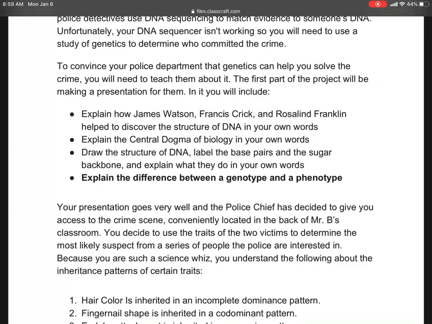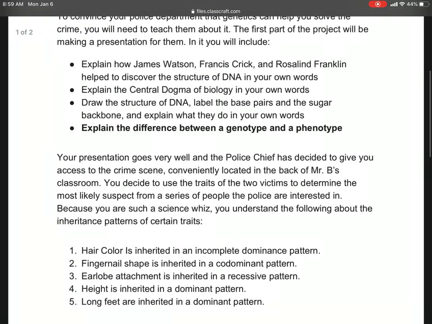Explain the central dogma of biology in your own words. The central dogma is a pretty interesting part of biology, but also pretty simple. So you'll learn about that. Draw the structure of DNA, label the base pairs and the sugar backbone, and explain what they do in your own words. So the base pairs and the sugar backbone are different parts of DNA. You have to say what they do.